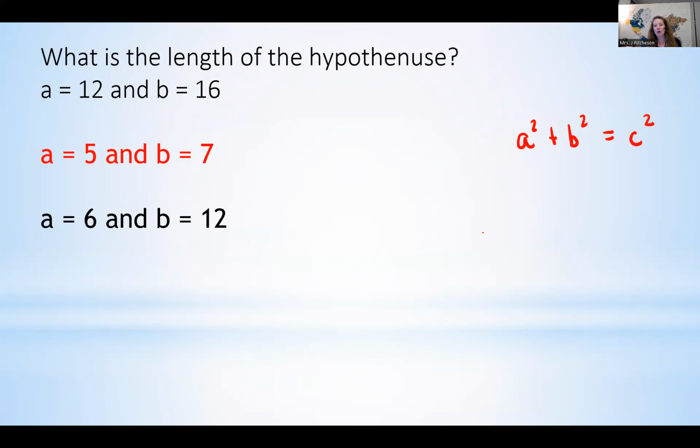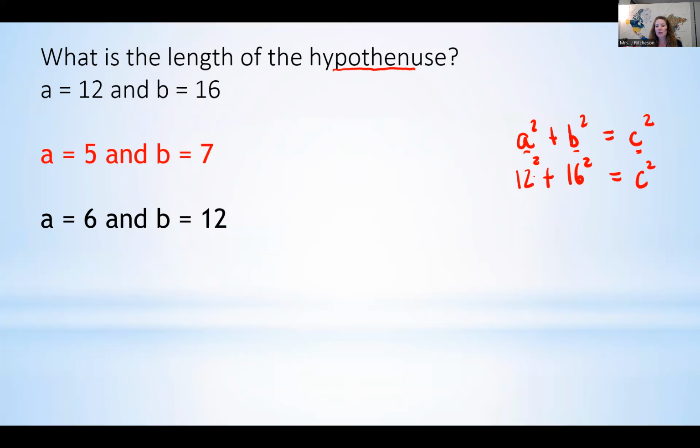So A and B are always the legs of the right triangle. And it doesn't matter if you interchange A and B, but C must always be the hypotenuse. So this question says, what is the length of the hypotenuse? That means we're solving for C. Okay, so we're going to take these numbers, plug them into our formula and then do what it tells us to do. So A is 12, B is 16, and that's going to equal our hypotenuse squared.